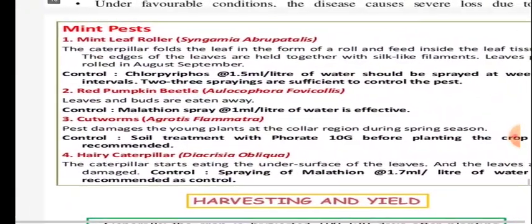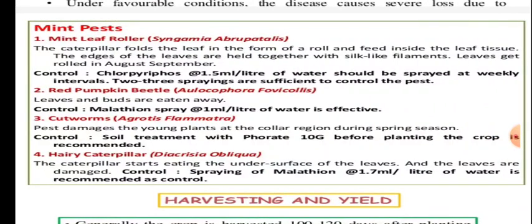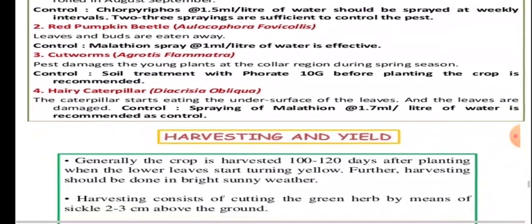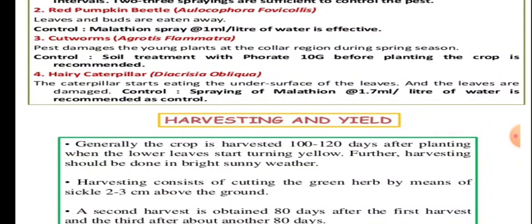Then pests are there. So mint leaf roller is one pest. It rolls the leaves and feeds inside the material. Then red pumpkin beetle, Aulacophora genus. Minimum you remember the common names. So leaves and buds are eaten by the insects. Then cutworms are there. These cutworms generally during the spring season damage the young plant. Then hairy caterpillars are there. So all these are the pests.